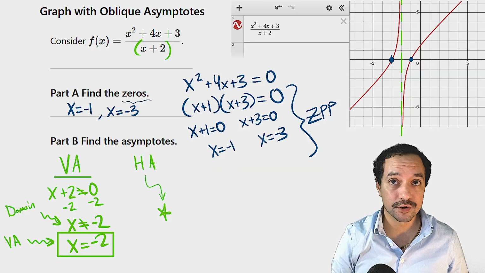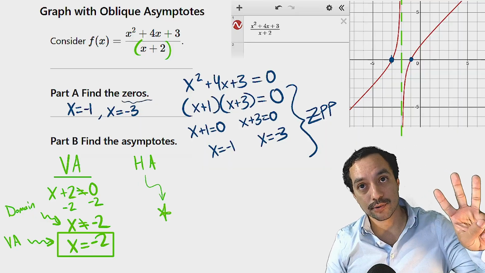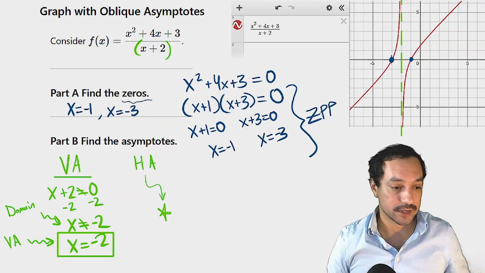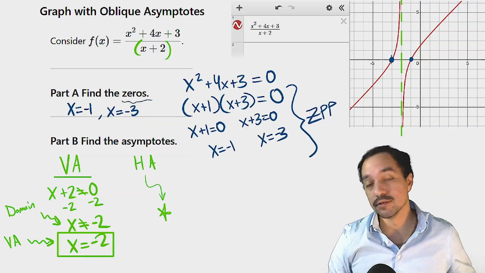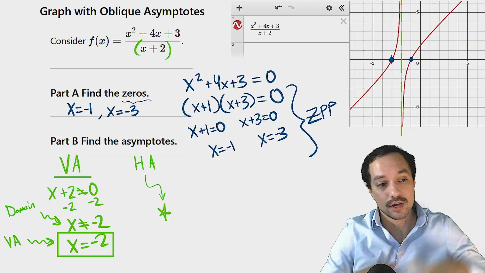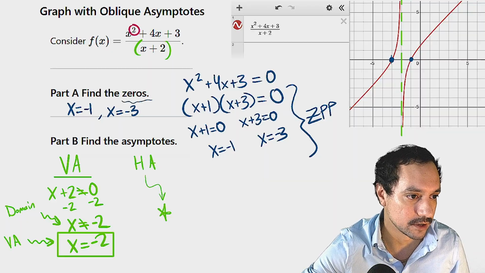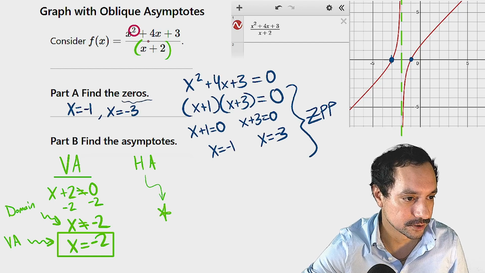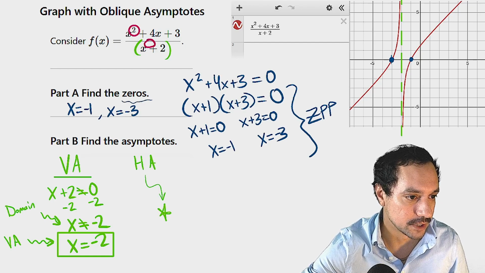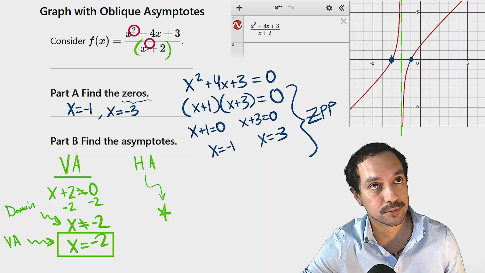All right, now let's go to the HA. So for the HA, there are 3 cases. And so you look at your notes and you say, okay, which of these 3 cases do I fall under? The 3 cases are determined by the degrees of the numerator versus denominator. So here's the degree of our numerator. I just circled it. The degree of our denominator is an invisible 1. I just circled where it would be if it wasn't invisible.